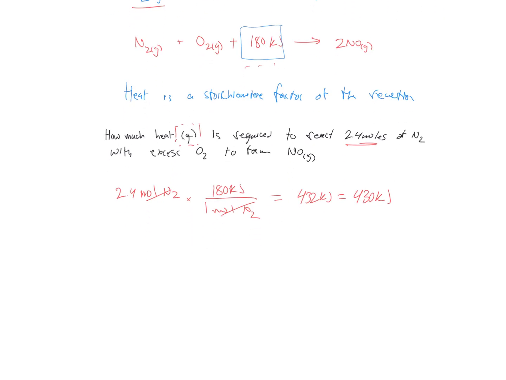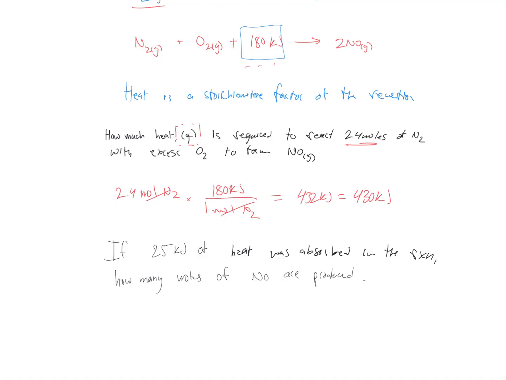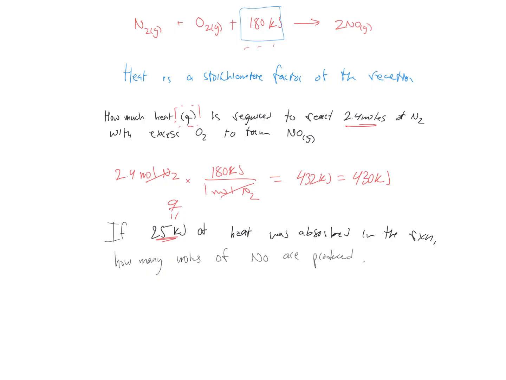Now, a follow-up question: if 25 kilojoules of heat was absorbed in the reaction, how many moles of NO are produced? And so we're given the 25 kilojoules. This is our heat, right? Kilojoules always mean heat. If it's kilojoules per mole, it's enthalpy. So here we have our heat, and we're looking for moles of NO.